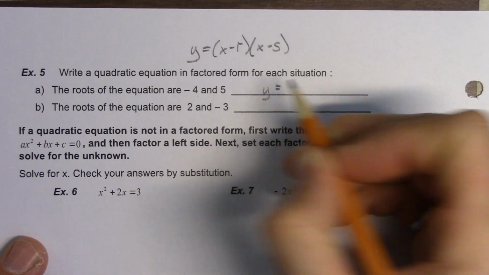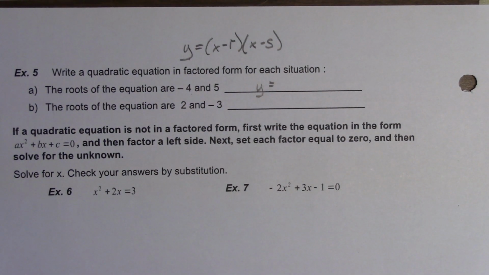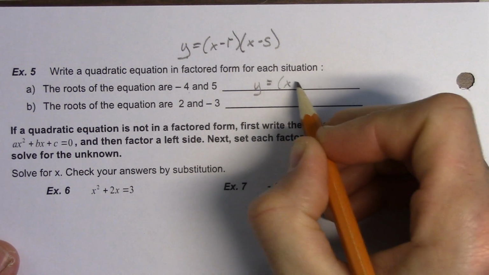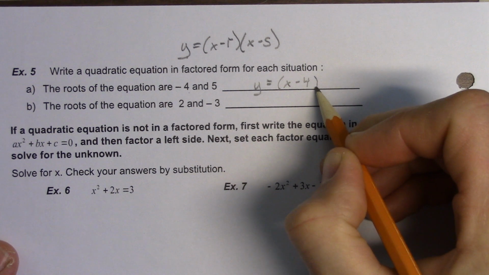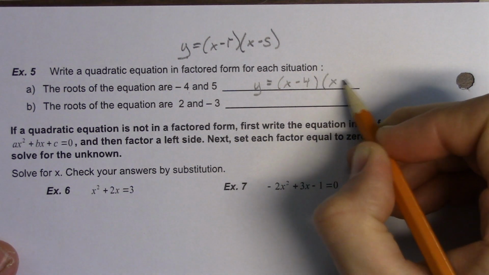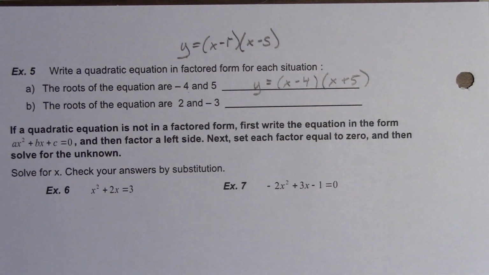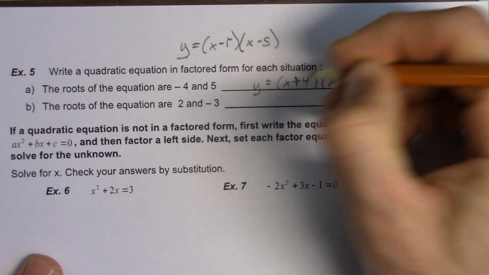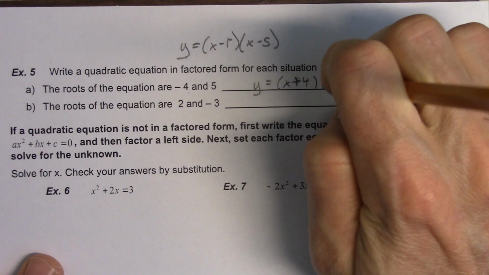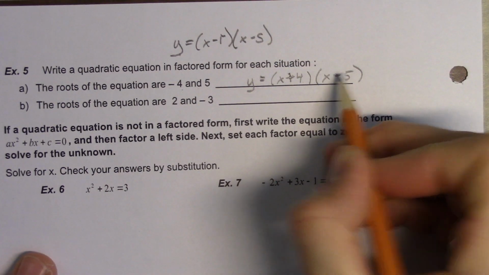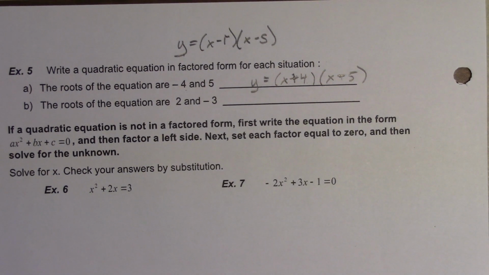So y equals x plus 4, x minus 4 and x plus 5. Okay. Wrong. Why is he wrong? Isn't it supposed to be x plus 4? Yes, correct. He changed his mind. And minus 5. Nice. Do you guys understand why? Does everyone understand why? No, I don't understand.